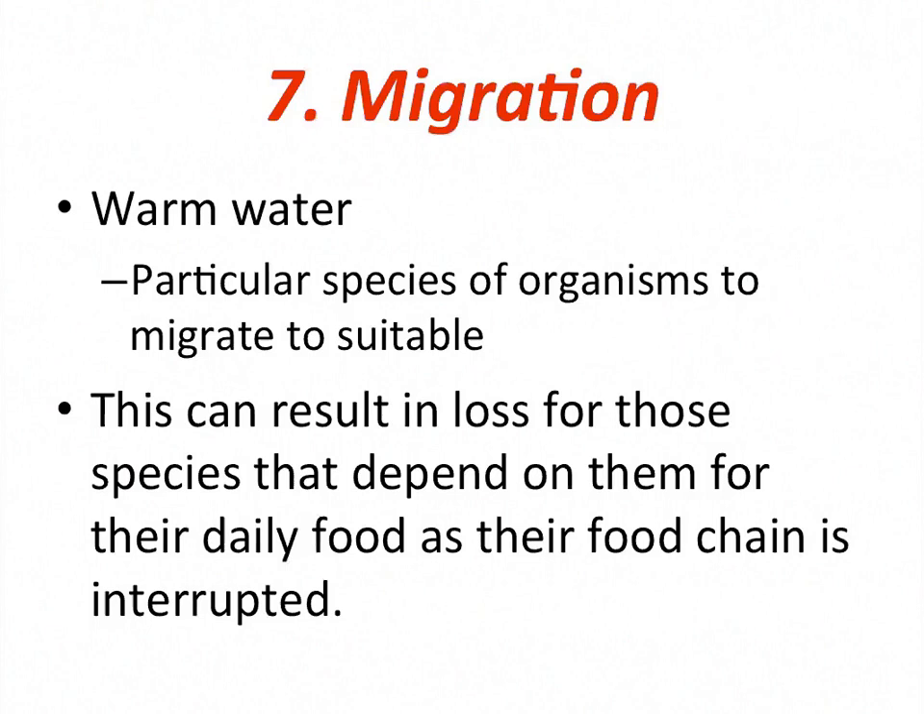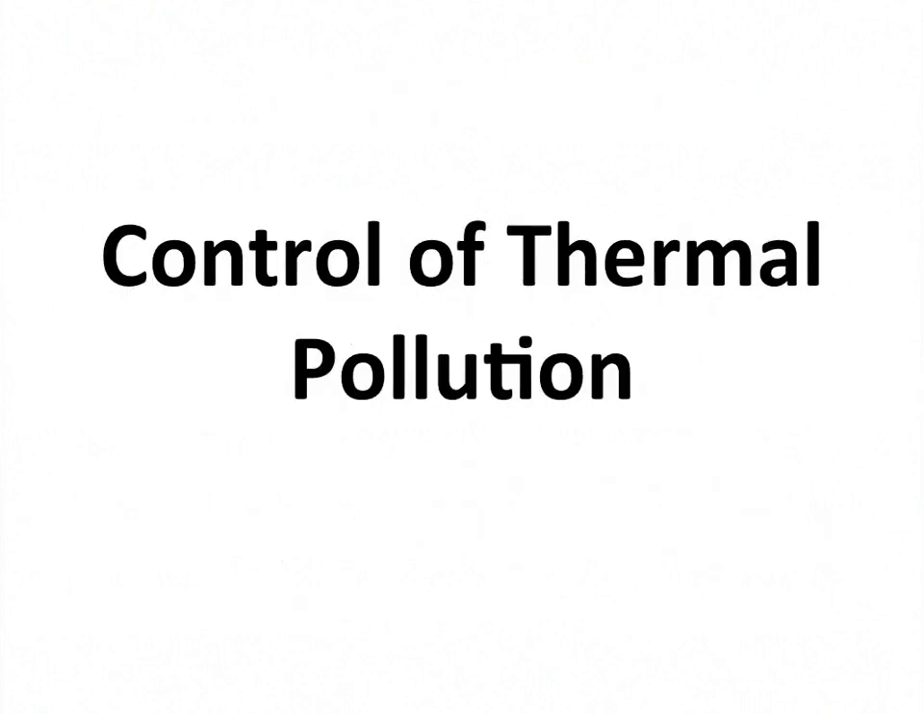And this can result in the loss of those species that depend on them for their daily food, as their food chain is entirely interrupted. So what could be the control measures? Control of thermal pollution is necessary as its detrimental effects on the aquatic ecosystem may persist also in the future.